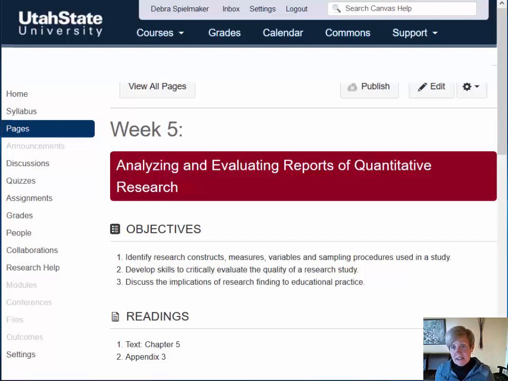Welcome to week 5, analyzing and evaluating reports of quantitative research. This is where we really get into the bulk of this course. The next several chapters will be relating to quantitative research. There are sections that we will cover on qualitative research, as we've already introduced both of those terms and how they differ in terms of the way we approach the research and the way we report it.